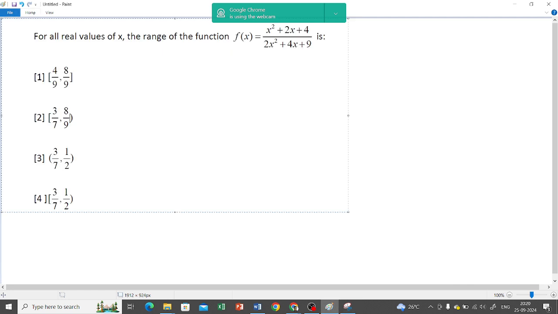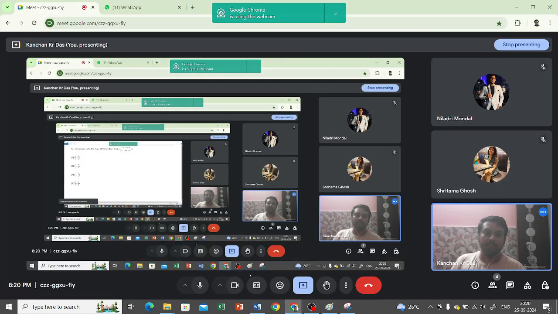Now this sum, okay, here you have to find out the range of a function. Now range of a function. Oh, she dropped off.